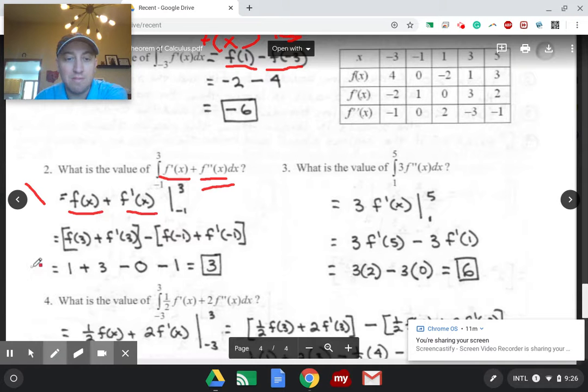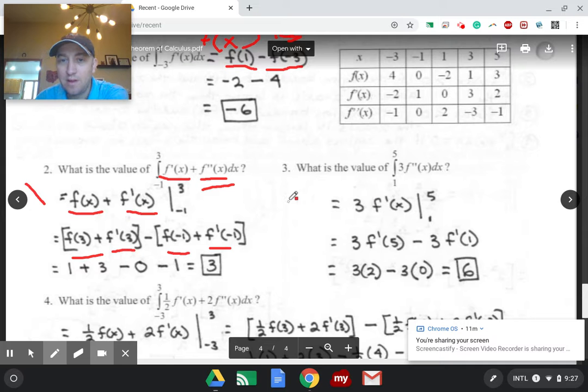So then it's just a matter of plugging in our limits, plugging in 3. So I'd have f of 3 plus f prime of 3, and then I'd minus, plug in -1, so minus f of -1 plus f prime of -1, and you just get these answers from the chart up here.